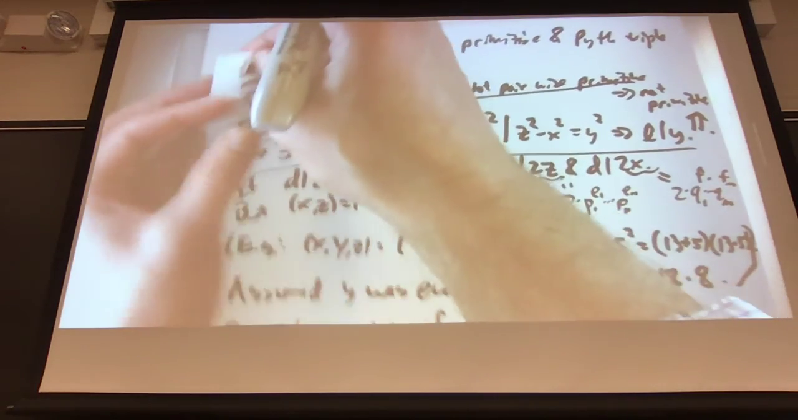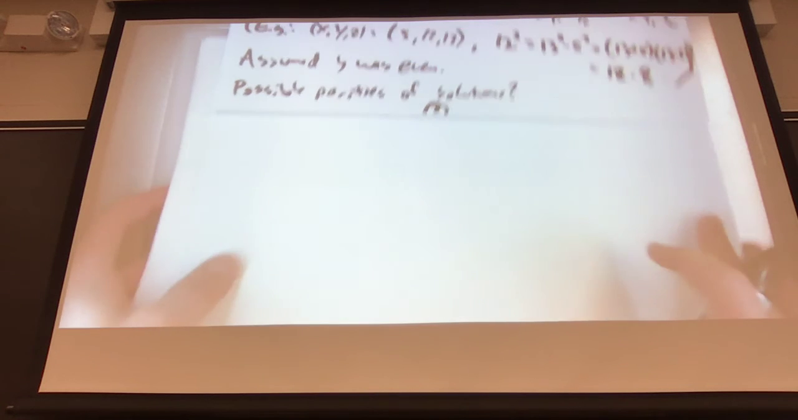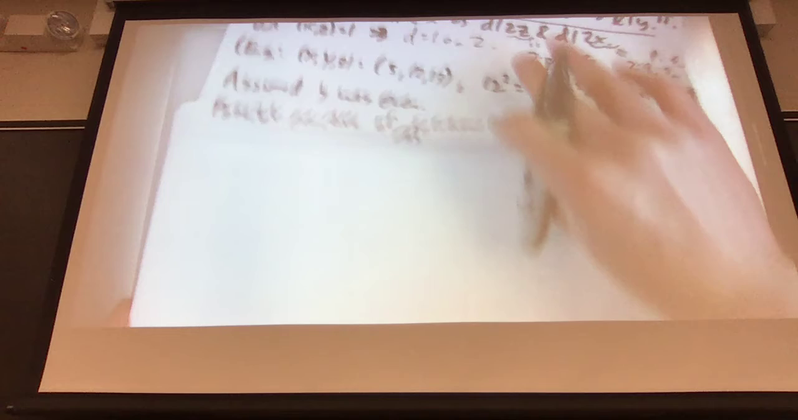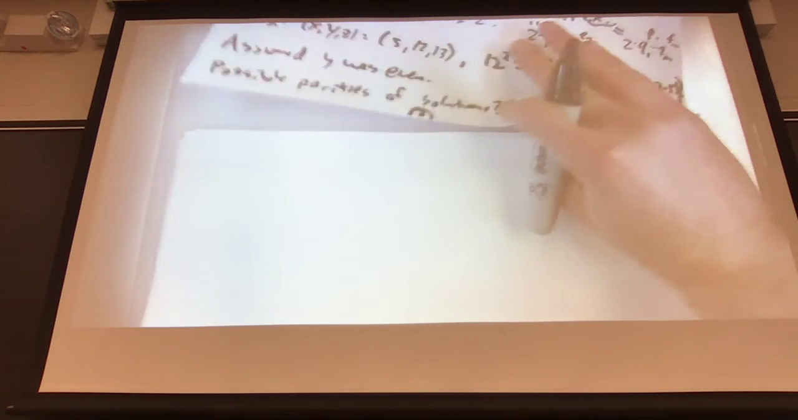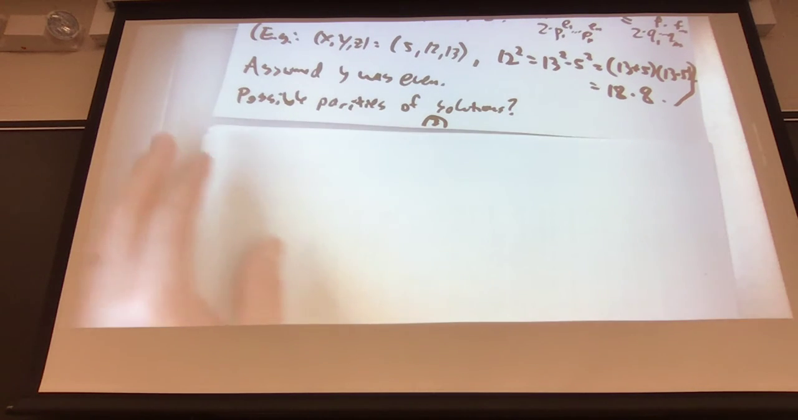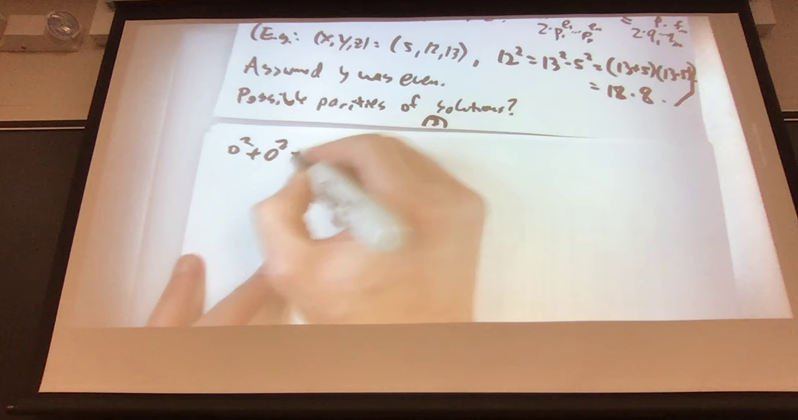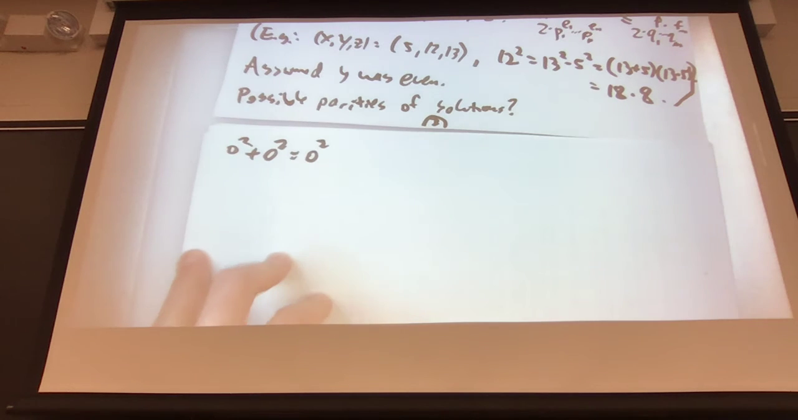Once we go through the discovery phase and we sort of figure out everything that we want to know, then we'll be able to prove it in a nice, slick, one paragraph thing that you're used to. I'm trying to train you to discover these solutions and then be able to write them up in a nice way. So what are the possible parities? So could we have odd squared plus odd squared equals odd squared? Could they all be odd? X, Y, and Z. Could all 3 of them be odd?